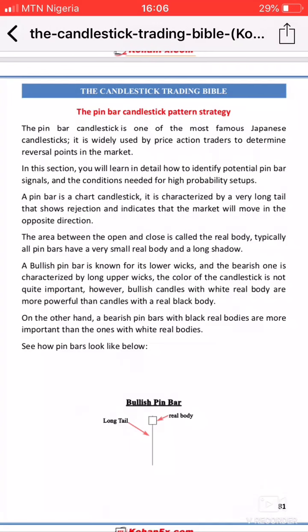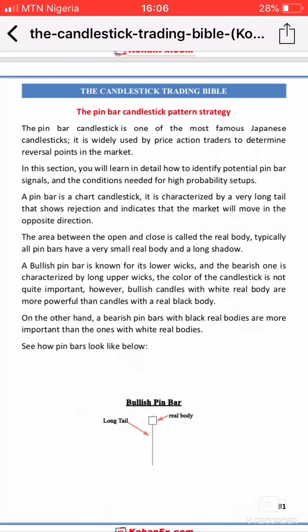The color of the candlestick is not quite important. However, bullish candles with a white real body are more powerful than candles with a black real body. Please, I want you to replace the white with green and the black with red.